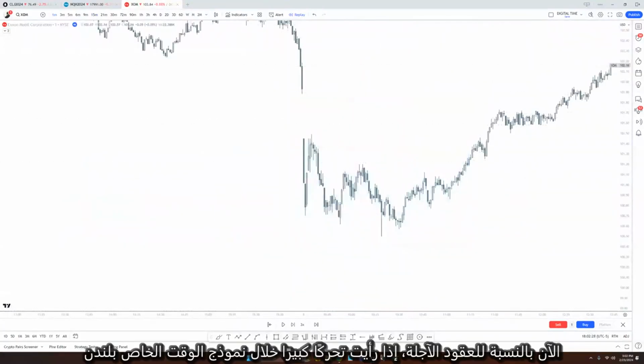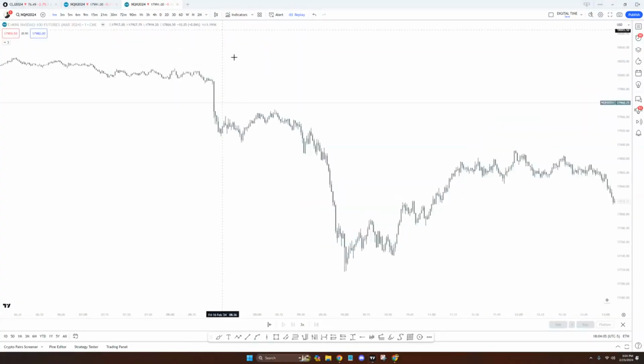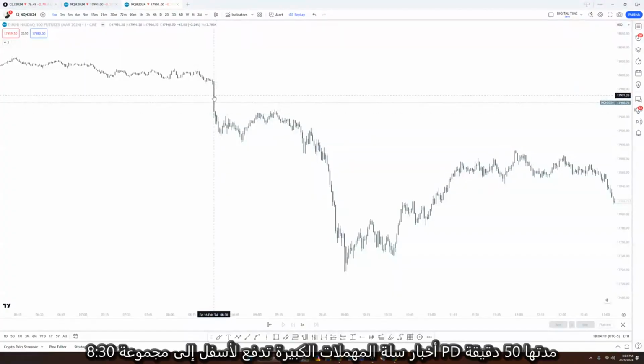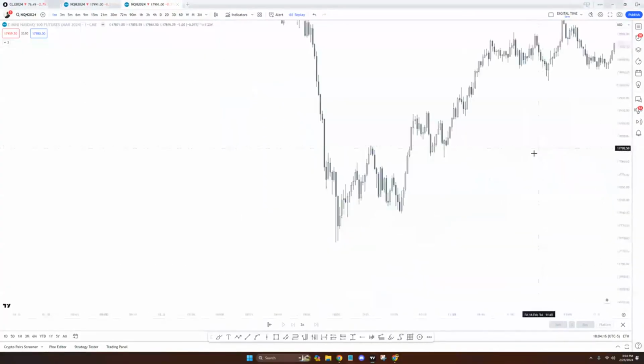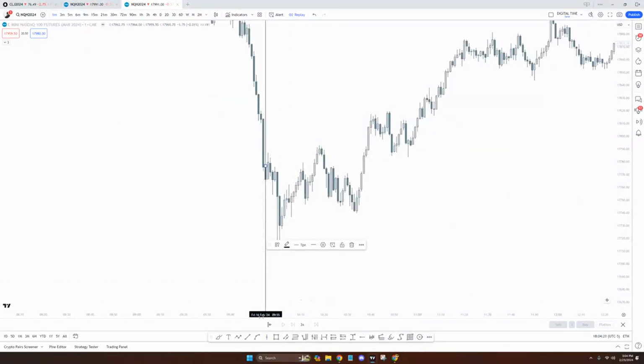Now, for futures, if you see a large move during Big Ben, the time model for London, you're likely to see chop throughout Judas. I'll show you an example. Here's an example of a large downside move, 8:30 news, Big Ben, push down to a 50-minute PD array. Judas, 955 to 1020. What does it start doing at 955? It begins to chop.